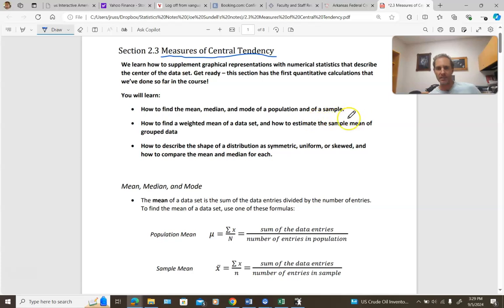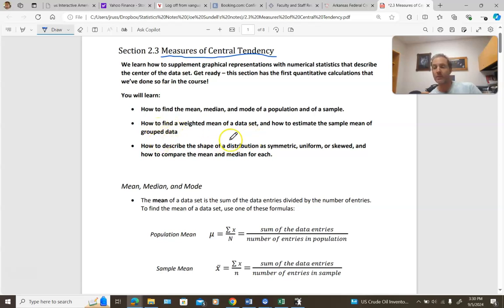And then how to estimate the sample mean of grouped data. If you had a data set but you didn't know the actual data, you just had a frequency table, and you just knew how many data values were within a certain interval or class, you can still estimate what the mean of that data set would be without actually knowing the data itself. And we'll look at that.